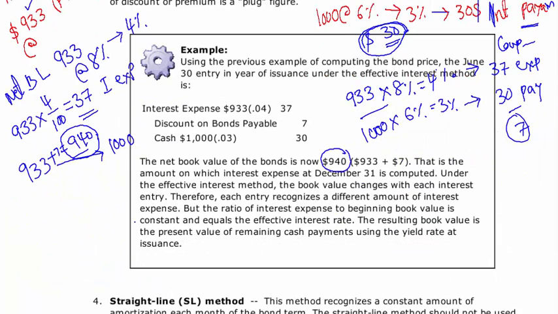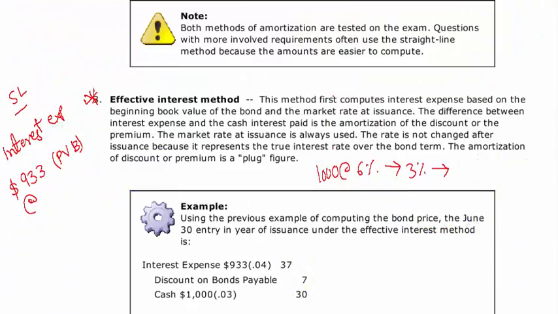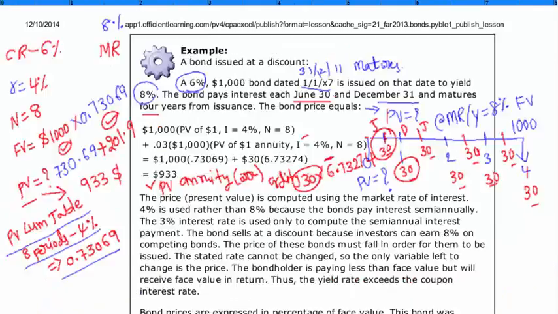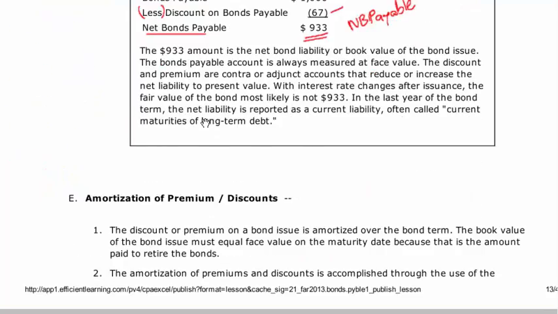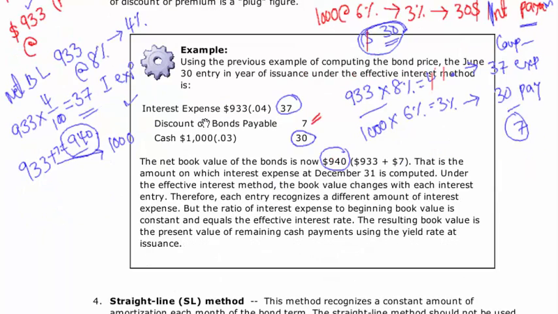For simple understanding, the journal entry: interest expenses how much? 37, already we calculated. Cash payment is how much? 30. Which side is lower? This side is lower. The $7 you write again on the credit side. In the previous journal entry, you wrote discount on bonds on the debit side, 67. Now $7 is your credit side.